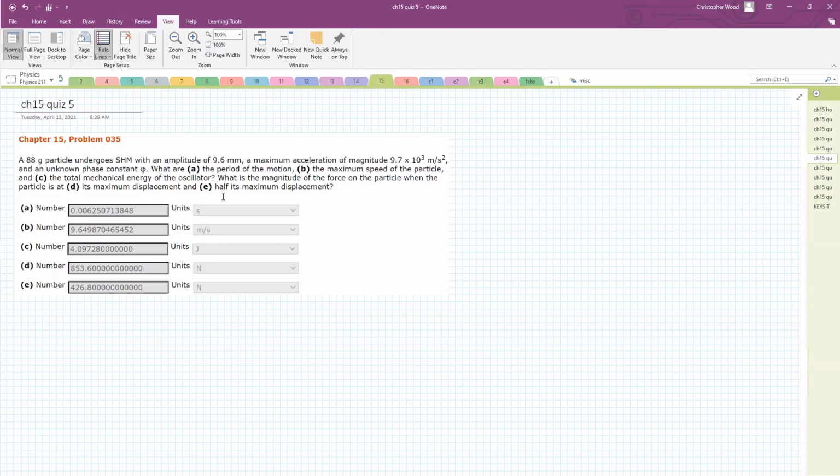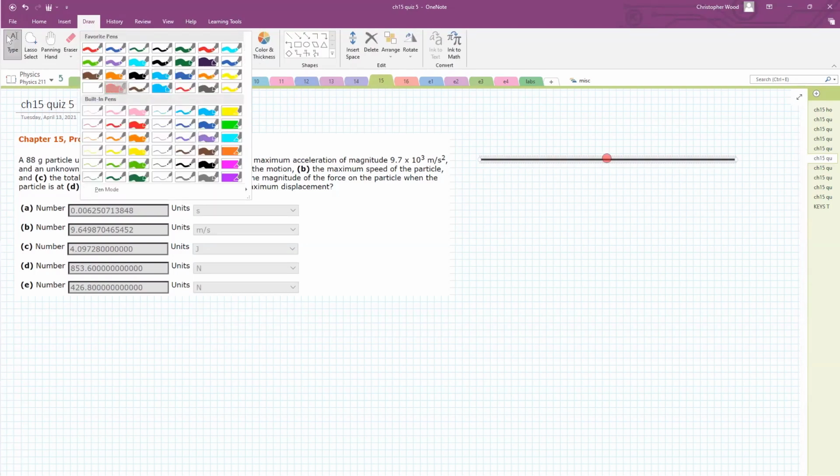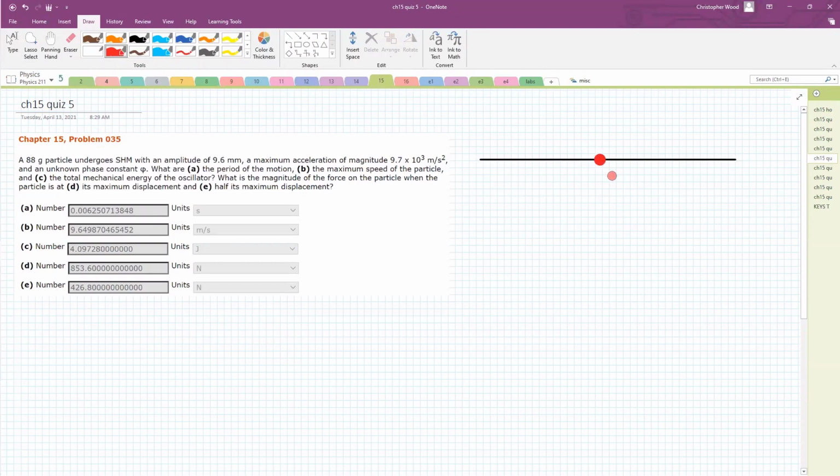So just for the sake of a visual, I'm going to do a bead on a wire. Here's a wire, and along this wire, we have a big red bead. All right, an 88 gram particle undergoes simple harmonic motion. They don't say anything about a spring. So a spring might not be involved here.